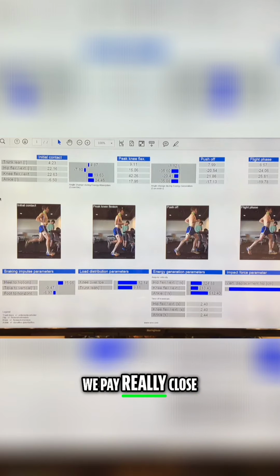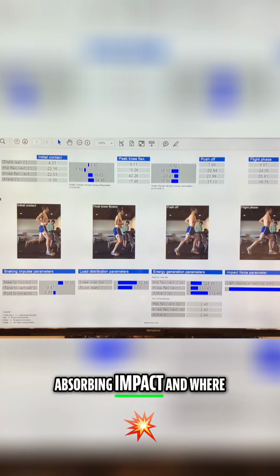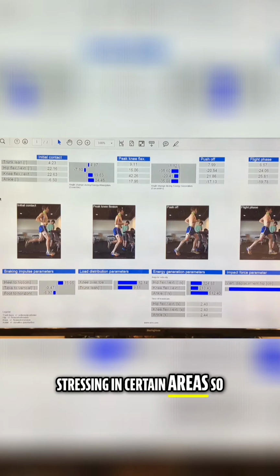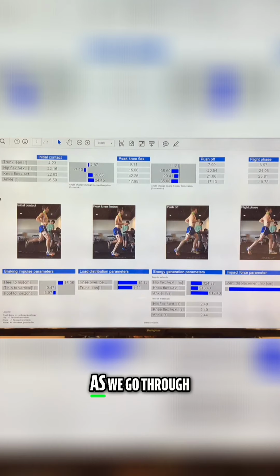We pay really close attention to the whole body positioning during initial contact and peak knee flexion and see where you are absorbing impact and where you may be overstressing in certain areas. So as we go through, let's take a look at initial contact.